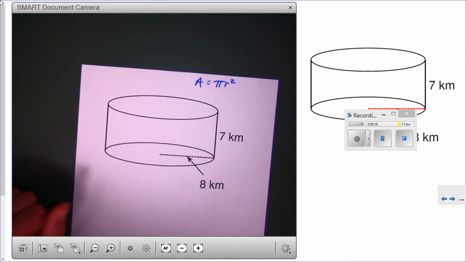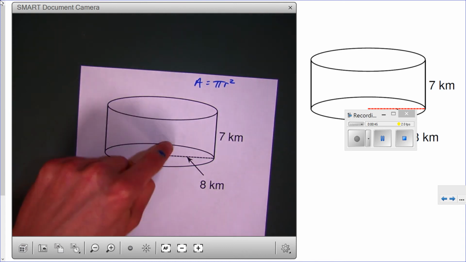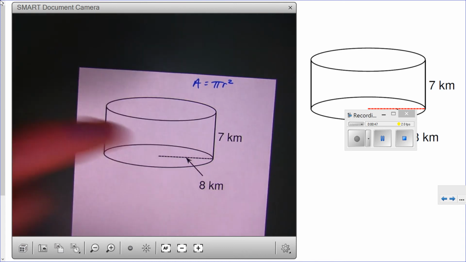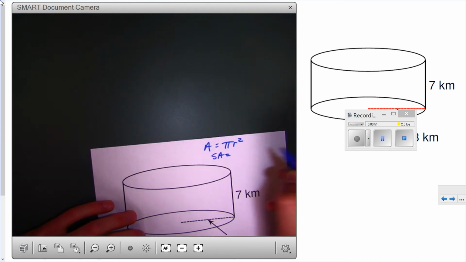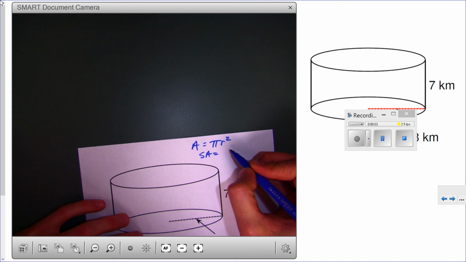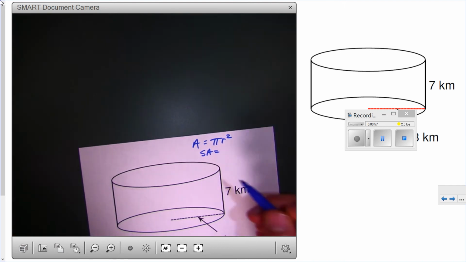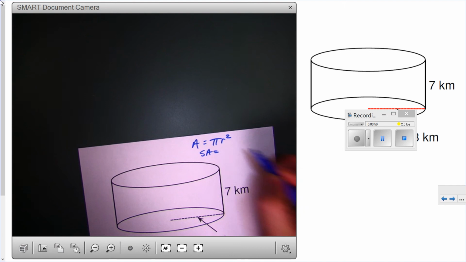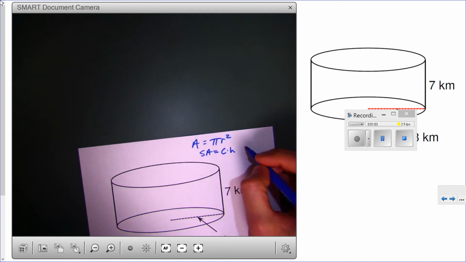Now that I know that fact, we've got everything we need to figure out the surface area and volume of this cylinder right here. So I know that surface area equals, see, normally in a prism, we say it's perimeter times height. But in a cylinder, it's circumference times height. And then we add 2 times the area of the base.